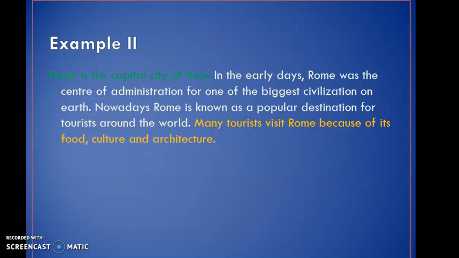Let's take a look at the second example. Here you see a paragraph. You can see words like Rome, words like civilization, and also tourists. So, which one is the thesis statement? Yes, the yellow one. It says many tourists visit Rome because of its food, culture, and architecture. So, boys and girls, those are what we call thesis statement. Now, let's see some explanation, definition, and characteristics of thesis statement.